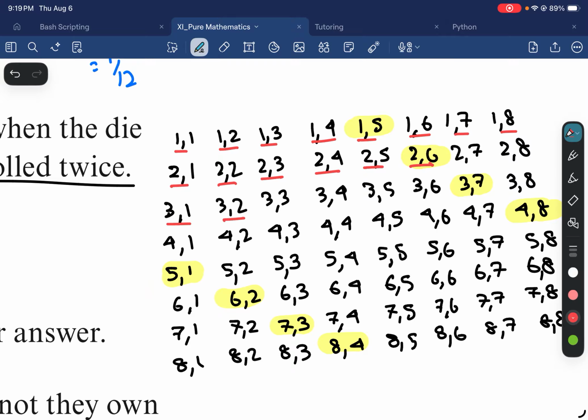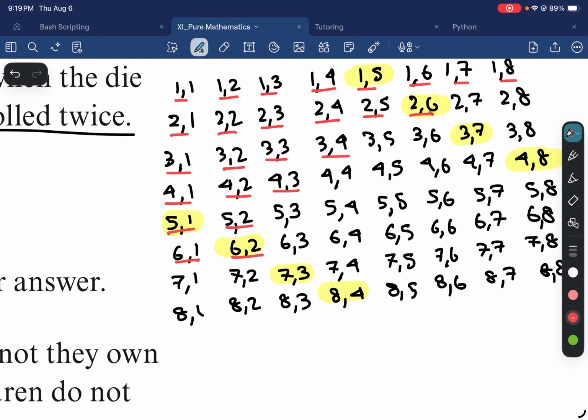3, 1 is 3, 3, 2 is a 6, 3, 3 is a 9, 3, 4 is a 12. That's it. 4, 1 is 4, 4, 2 is an 8, 4, 3 is a 12. That's it. 5, 1 is a 5, 5, 2 is a 10. Stop. Right? 6, 1 is 6, 6, 2 is a 12. Stop. We don't need to go more than 13. 7, 1 is 7. Nothing more. 8, 1 is 8. Nothing more.